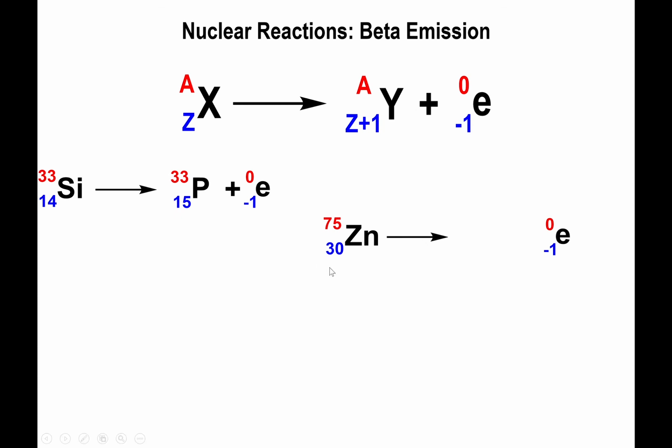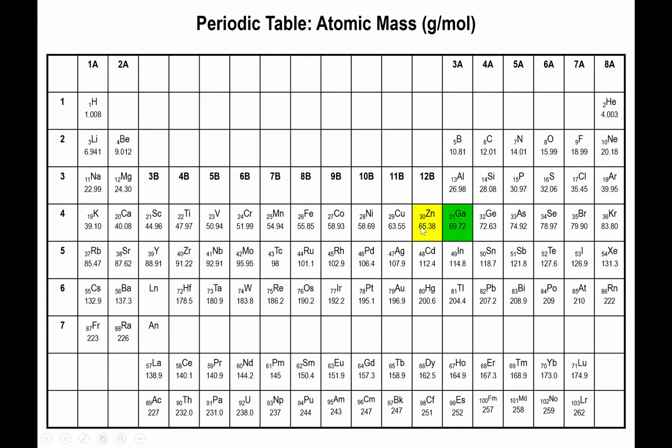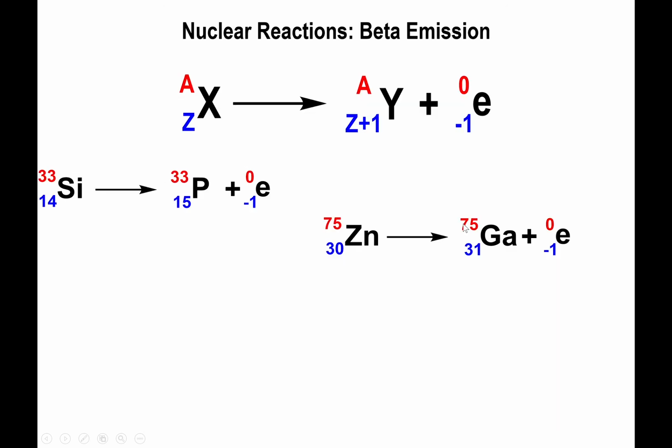Alright, here we're going to do another one, zinc 75. For zinc 75, if we undergo beta emission, first we write the electron on the product side. And because of the minus charge of the electron, the atomic number is going to go up by 1 unit from 30 to 31. The mass number will remain constant, 75. So looking at the table, that basically takes us from zinc to gallium. So this is the element in question, element 31.